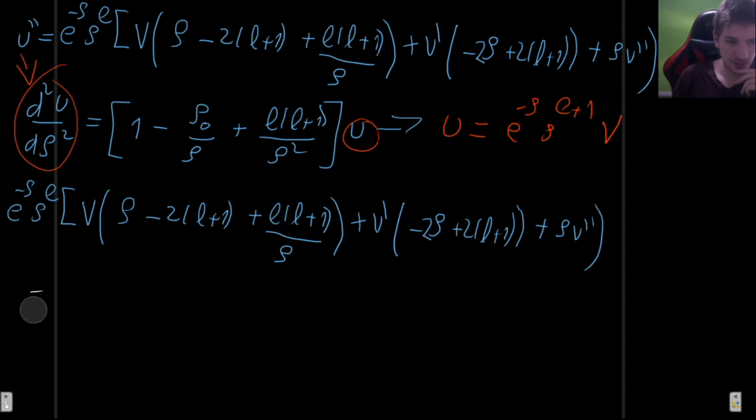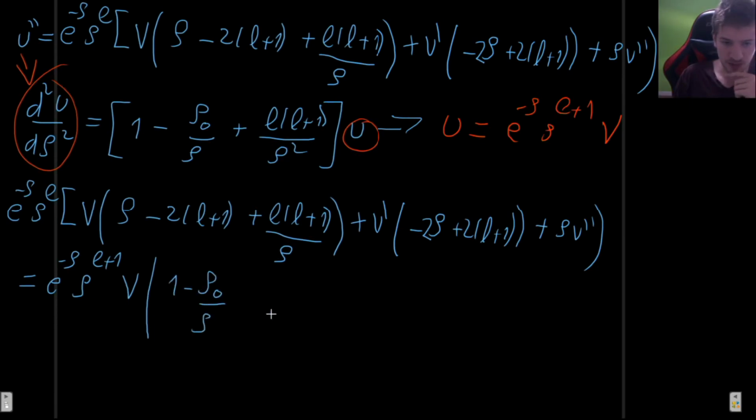Let me stick to blue. I wanted to change color, but since I already copied it, this will be equal to e to the minus rho to the L plus 1 times v. And all of this is multiplying 1 minus rho 0 divided by rho plus L plus 1 rho squared.